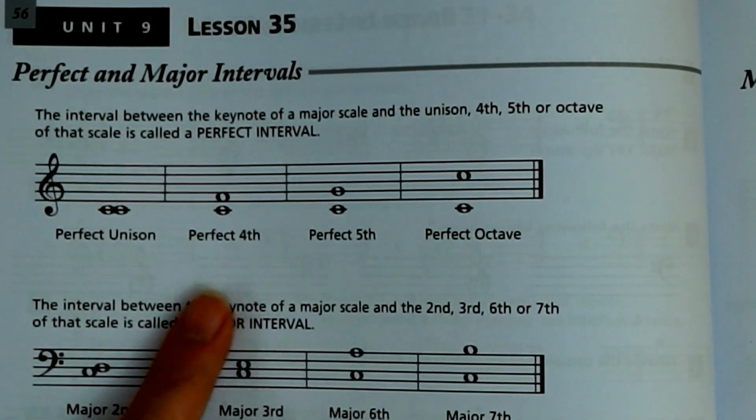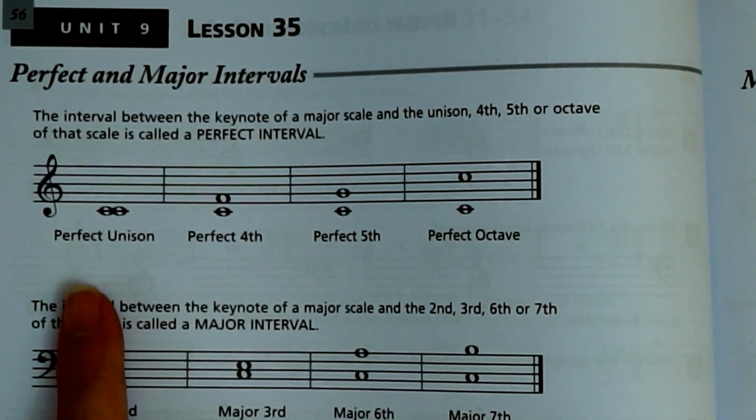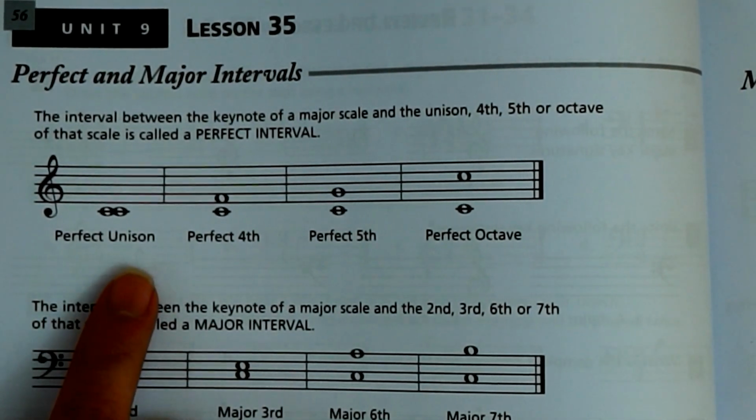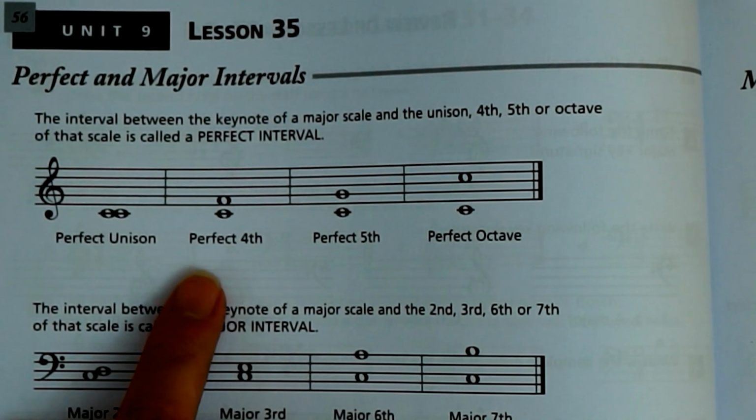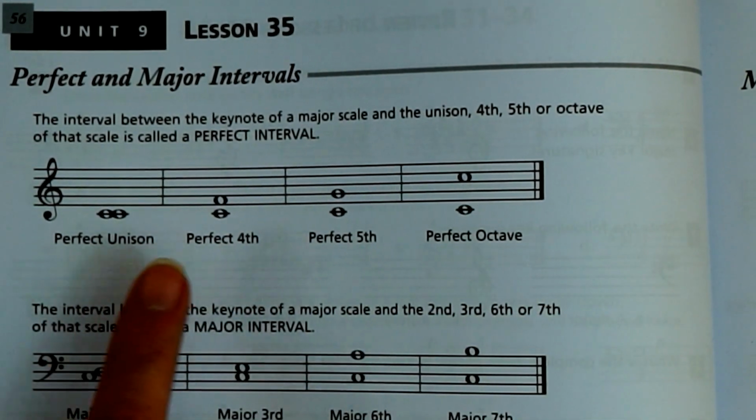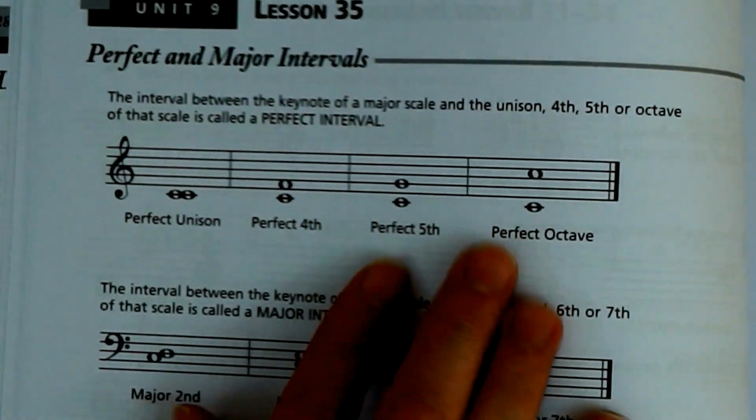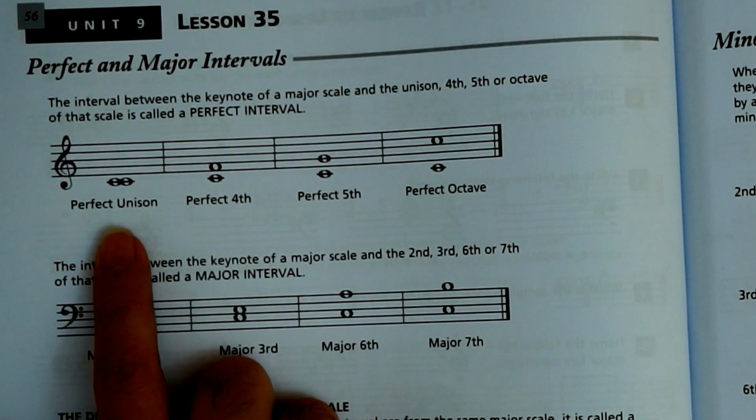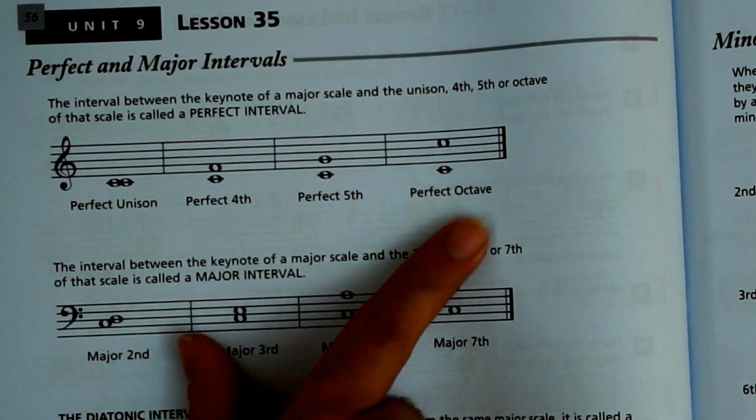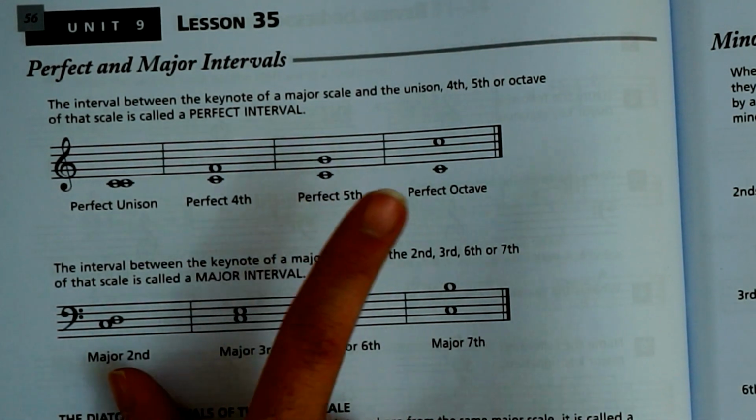So we had our unisons, a fourth apart, a fifth apart, an octave apart. You notice they have perfect written here. That's weird. Well, you're going to have to memorize this part. Unisons are perfect, like me. And you've got perfect fourth, perfect fifth, perfect octave. So unisons, fourths, fifths, and eighths, or the octave, all perfect. And if you think about it, it makes sense that if a unison is perfect, an octave would be perfect, because they're literally the same note, just 8 notes apart. So unison perfect, perfect fourth, perfect fifth, perfect octave.